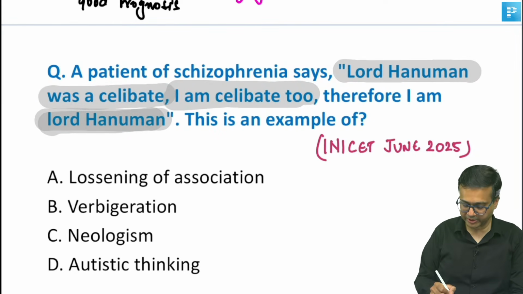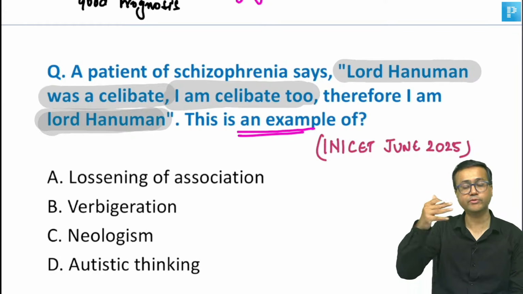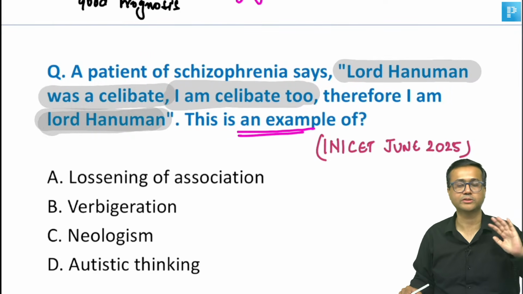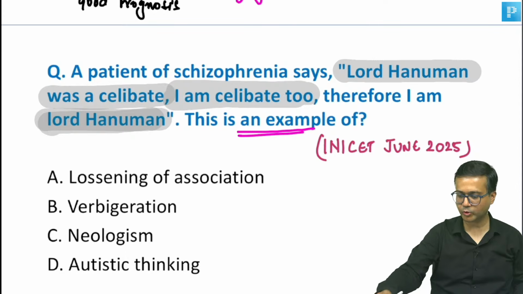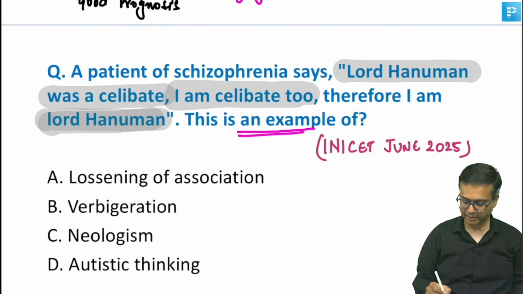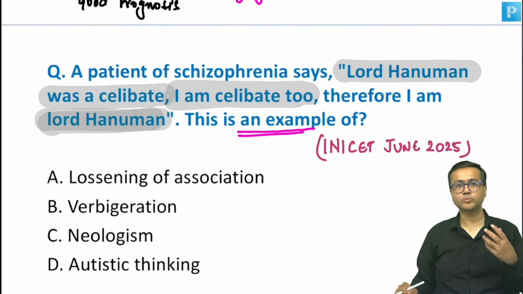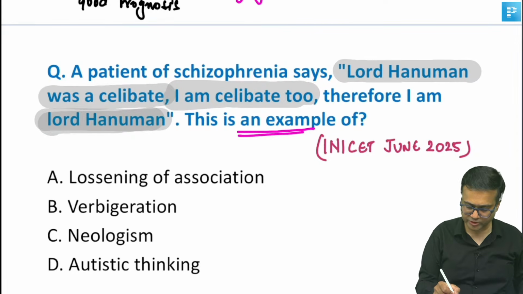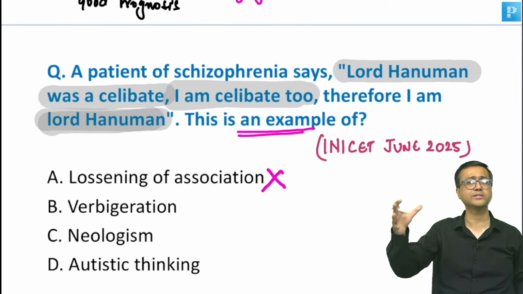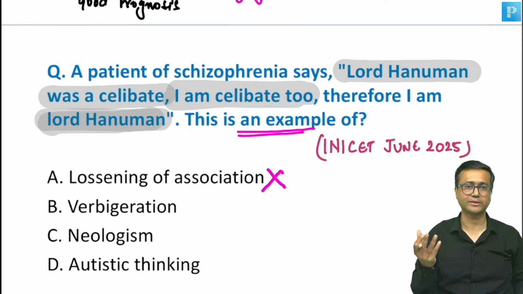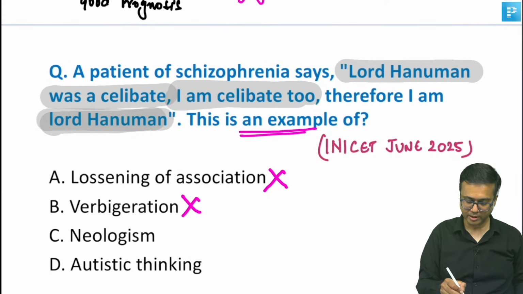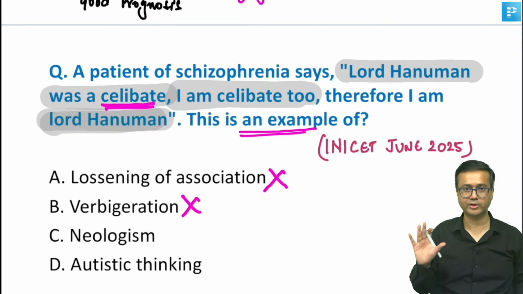Now can you appreciate, beta, what this is an example of? Even if sometimes by reading the question you are not able to identify it, just see the options and you will be able to understand. Tell me, beta, what is the right answer? It is not loosening of association, because you are able to understand things in the question, but the logic is not there. It is not verbigeration, it is not senseless repetition. And celibate is not a neologism, but please be very careful.